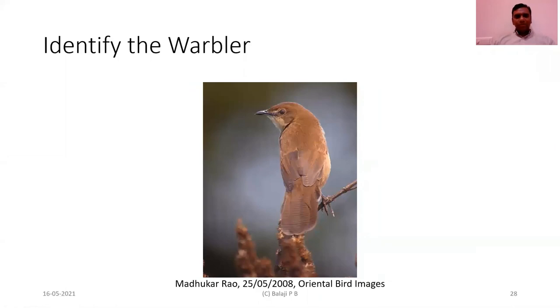So identify this warbler. Broad-tailed warbler. Yeah, it's a broad-tailed grass bird. As you can see, it has a very broad tail, a very dark and stout bill, not a very distinct supercilium, and very unmarked upper parts as compared to the bristled grass bird. So a combination of all these pointers point to the fact that it is a broad-tailed grass bird.